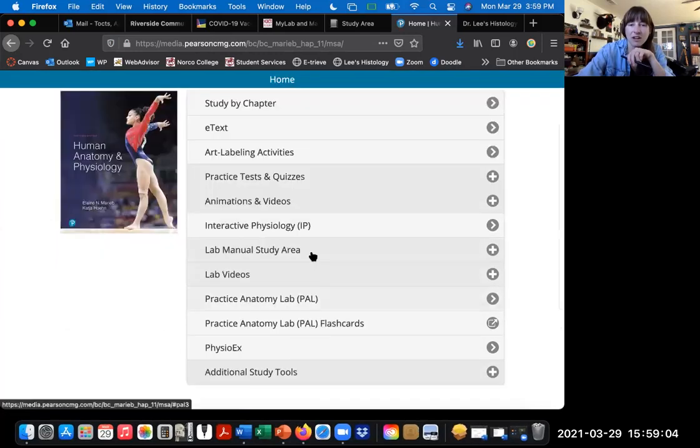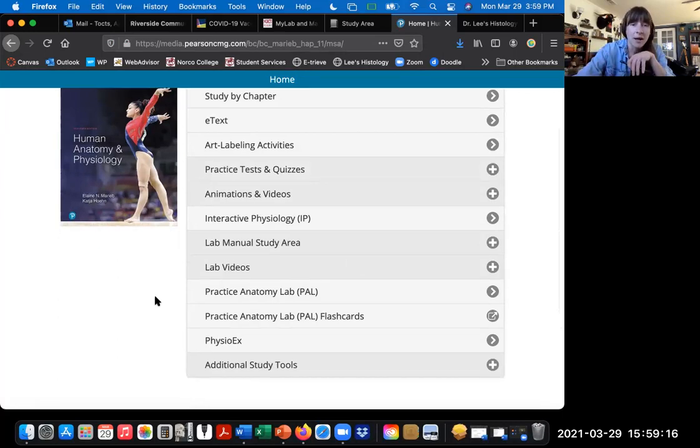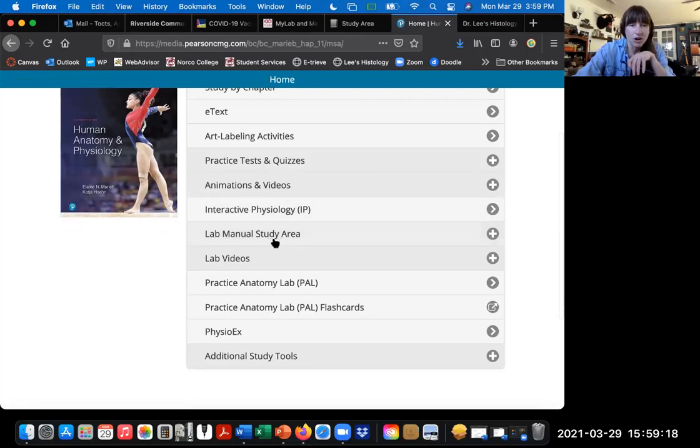Choose the things based on your learning style, right? Animations and videos if you're an audio or visual learner. Art labeling activities if you're an artistic or visual learner. Dynamic study modules, quizzing, flashcards, whatever you think will work for you, just try it. Try all the things and you will eventually figure out what works for you.